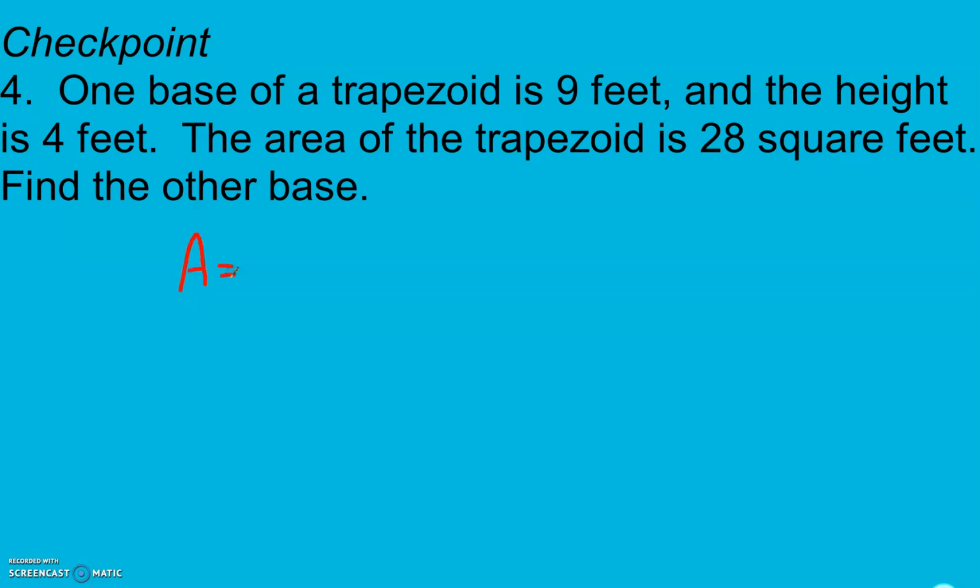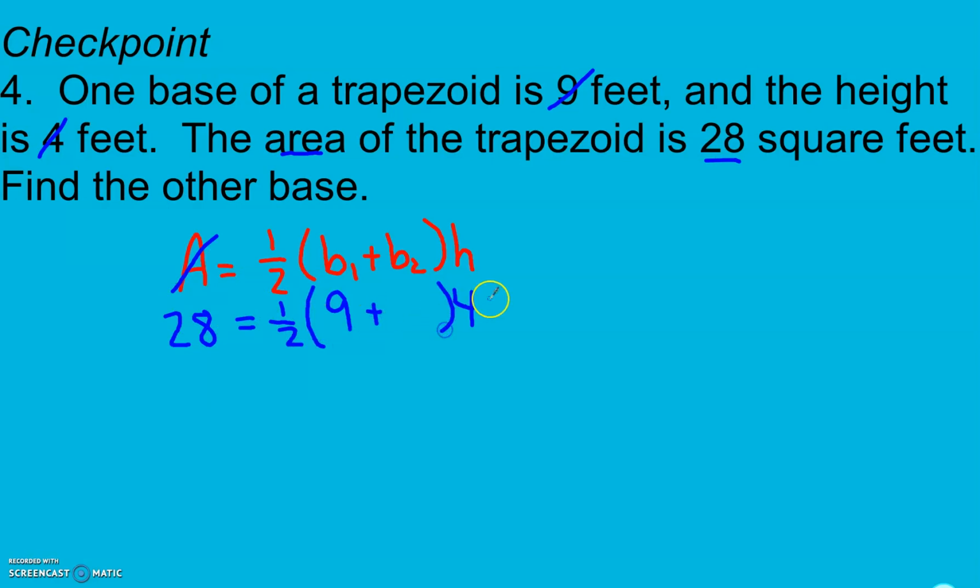A equals half times base 1 plus base 2 times height. That's our formula for a trapezoid. So, one base is 9, so I'm going to plug a 9 in for a base. Height is 4, I'm going to plug that in for my height. And the area is 28, so I'm going to plug that in here. And I'm going to bring down the rest of my stuff here. It says find the other base. We're looking for the other base, so that stays a B.